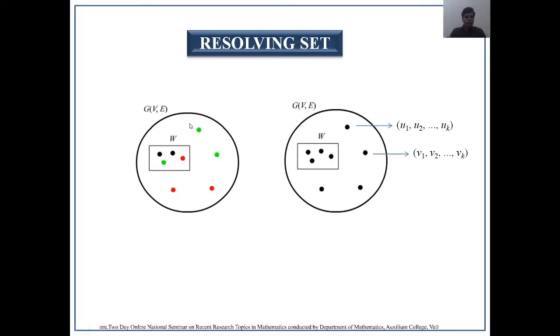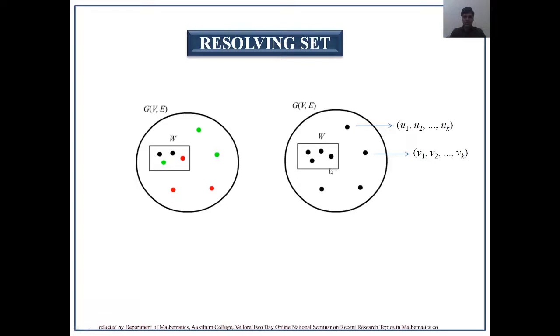Suppose you choose any other two vertices, they should be resolved by some vertex in W. If every pair of vertices is resolved by some vertex of W, then we call this W a resolving set. In other words, I can explain it like this also.